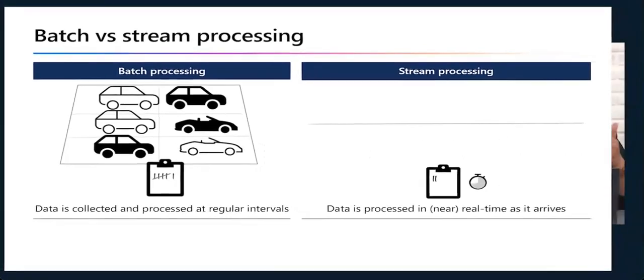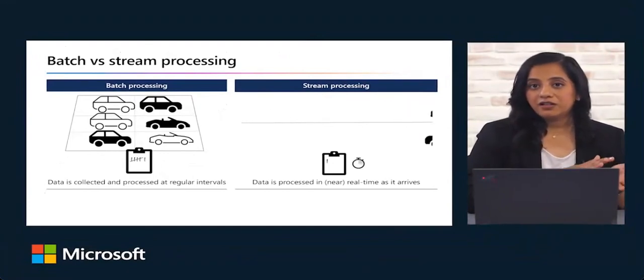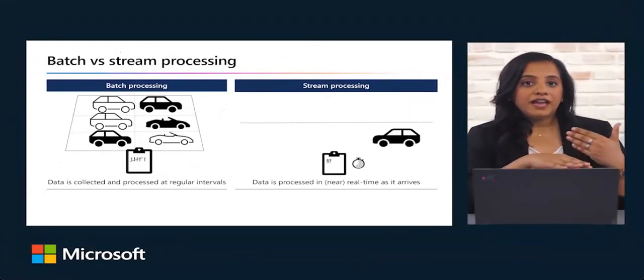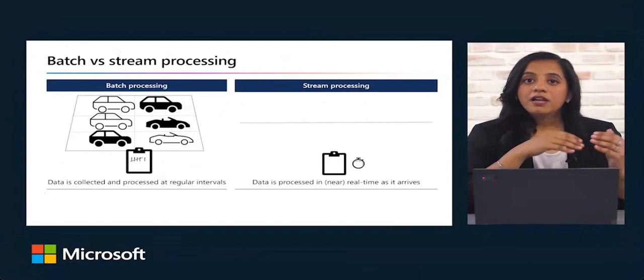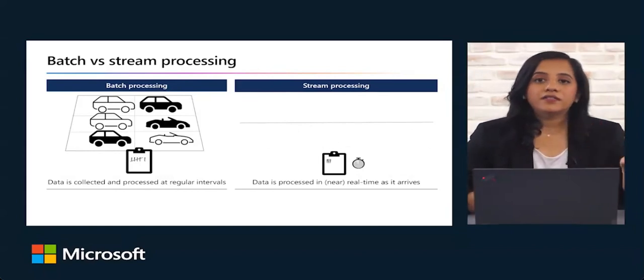Exactly when each group is processed can be determined in a number of ways. For example, you can process data based on a scheduled time interval, like maybe every hour, or it could be triggered when a certain amount of data has arrived, or as a result of some other event.